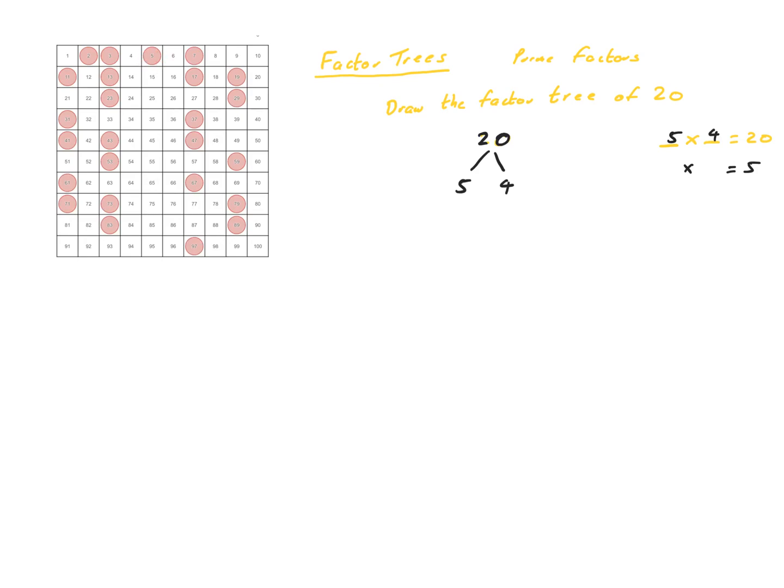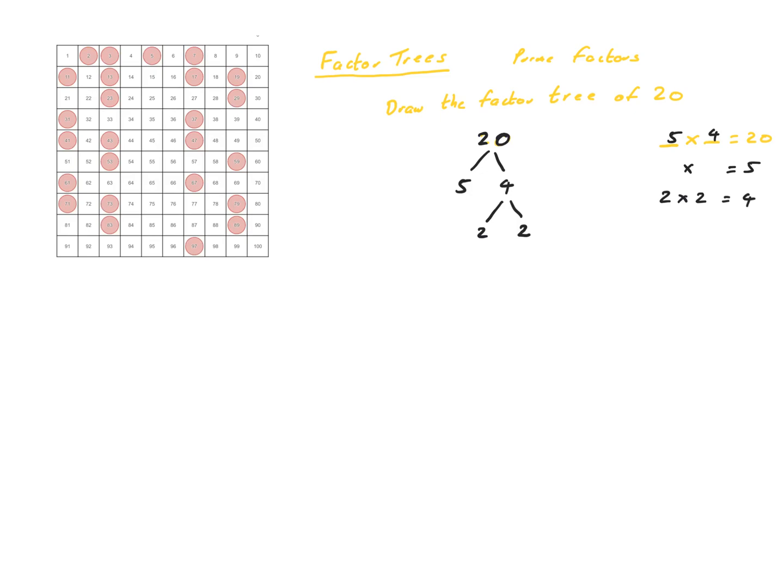5 is a prime number, so I can't do that one. Okay, can I come up with something times something equals 4? 2 times 2 is 4, so I can split my 4 to 2 and 2. Can I split 2? Well, 2 is a prime number. 5 is a prime number. So when I've got prime numbers at the end, my tree is finished.